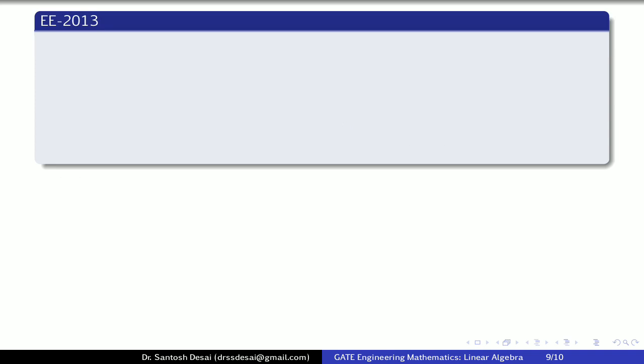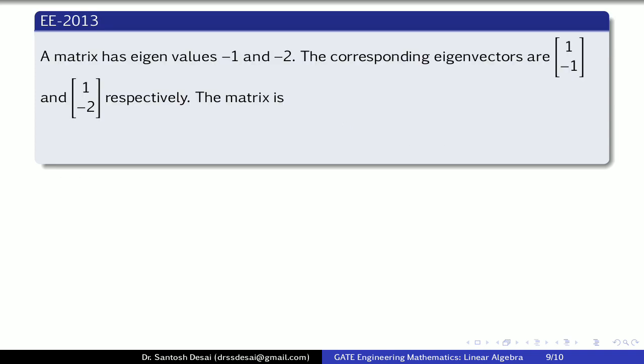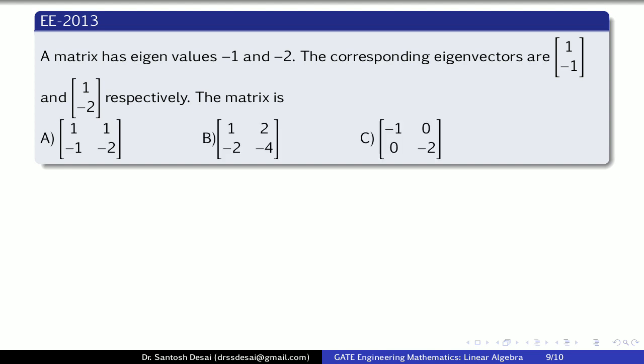Now let us consider one more example. A matrix has eigenvalues minus 1 and minus 2. The corresponding eigenvectors are 1, minus 1 and 1, minus 2 respectively. Then the matrix is. Now here four matrices are given and you have to choose the correct matrix whose eigenvalues are minus 1 and minus 2 and corresponding eigenvectors are 1, minus 1 and 1, minus 2 respectively.